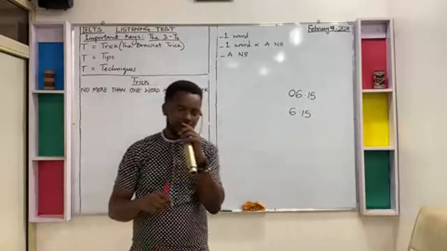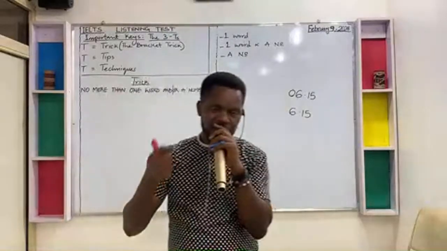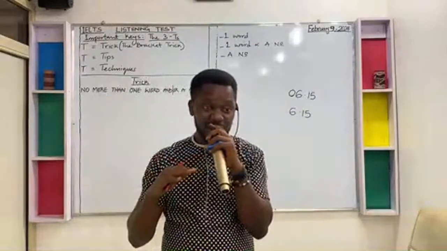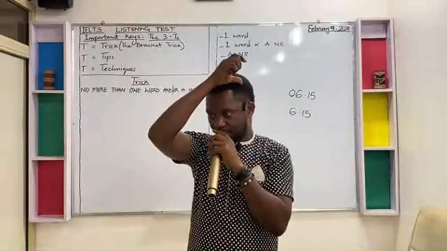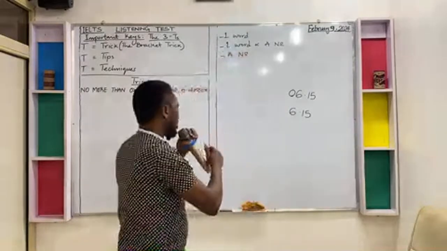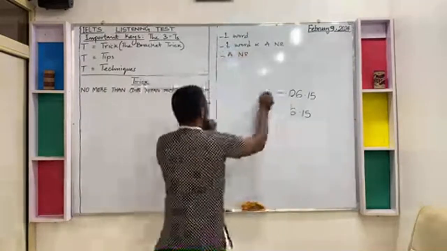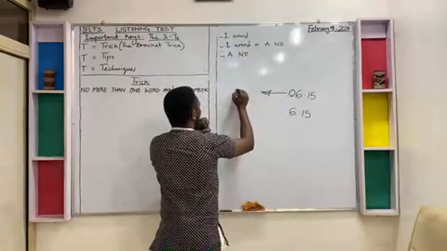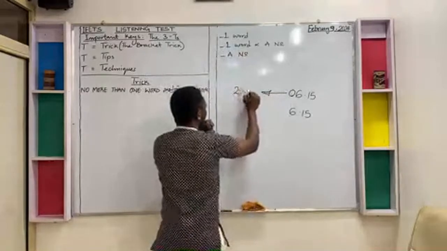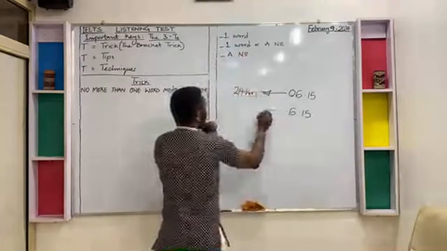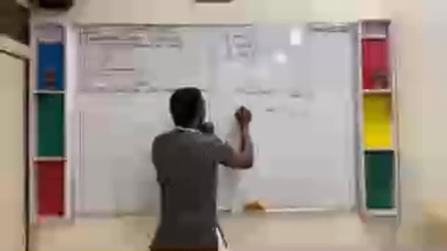But by practice and representation, there is a huge difference. The huge difference right here is this first one is talking about 24 hours timing or clocking, while this one right here is talking about 12 hours clocking.